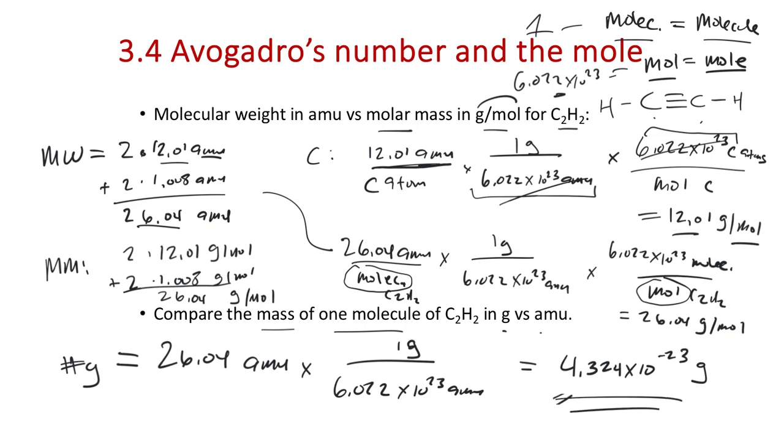So a really, really small mass for one molecule. So in AMU, it's a bigger number. AMU is 26.04. But that equals 4.324 times 10 to the minus 23 grams.